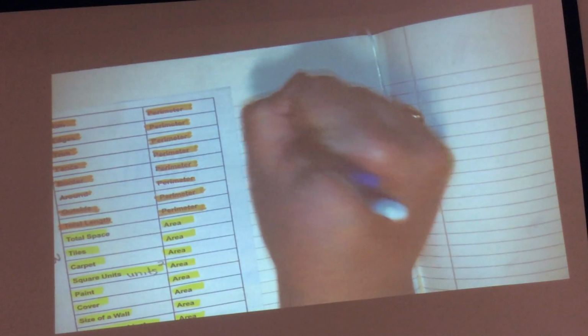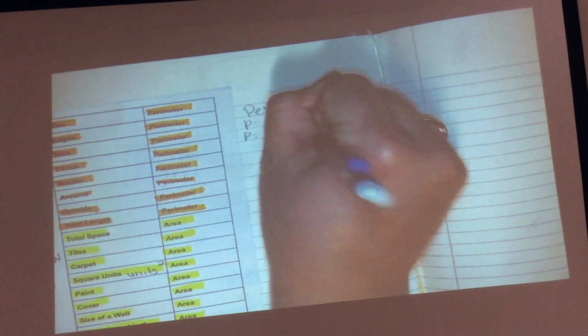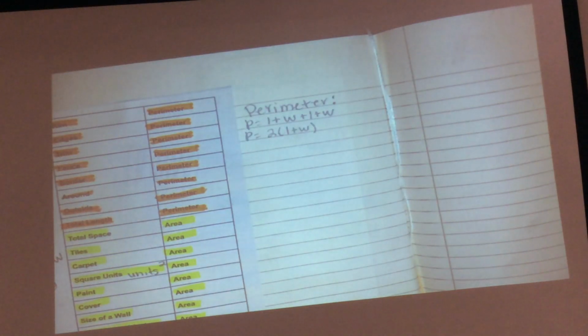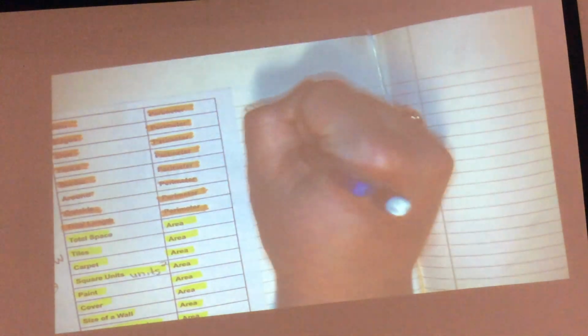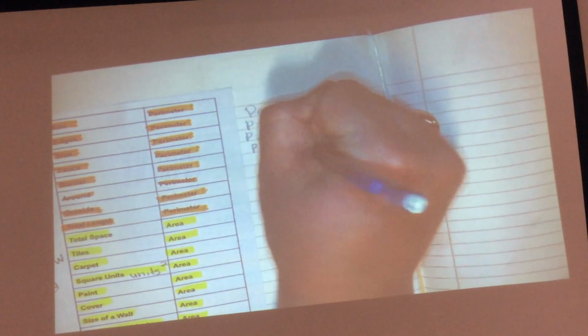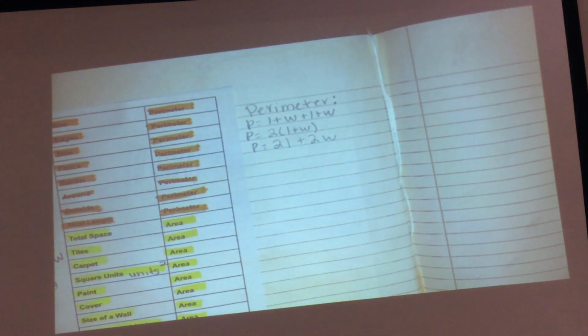So could I do this? Add the length and width, multiply by 2? Yes. Could I do 2 times length plus 2 times width? Yes. Okay, but that covers a shape that has 4 sides.